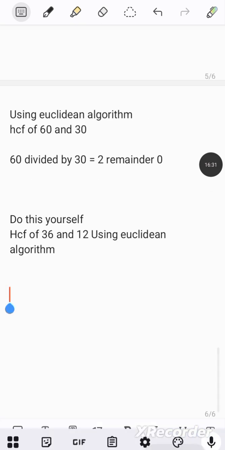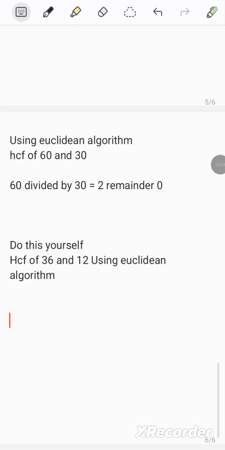Now, this one you are going to do by yourself, the HCF of 36 and 12 using the Euclidean algorithm. If you do not understand how, you can ask me in the comments and I will explain perfectly well for you. We are moving on to the lowest common multiple, or known as LCM.